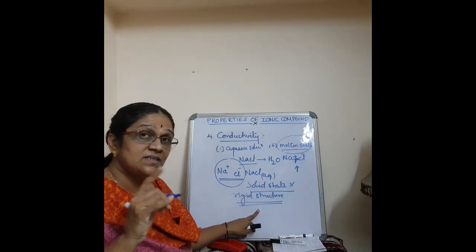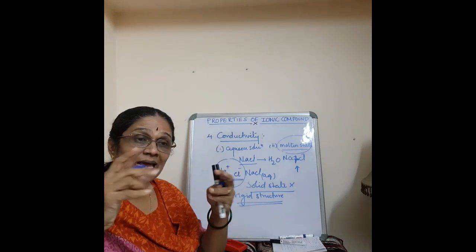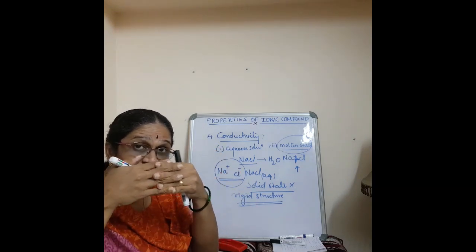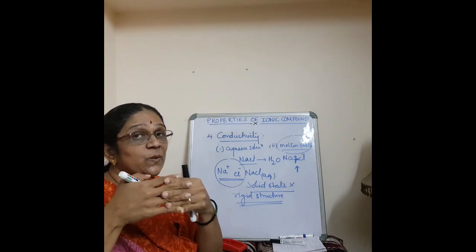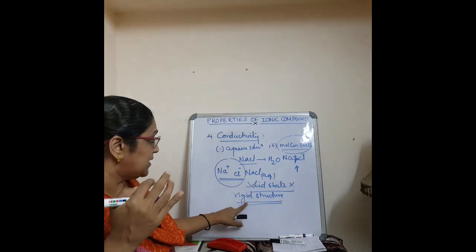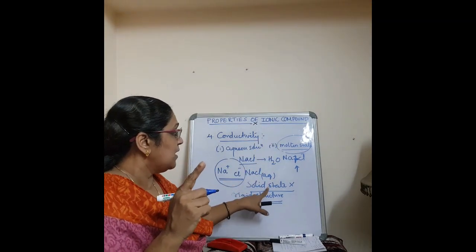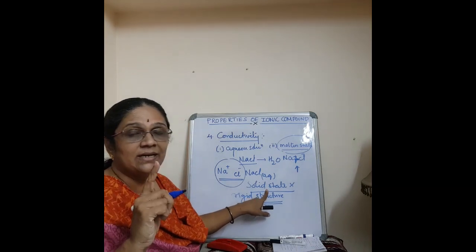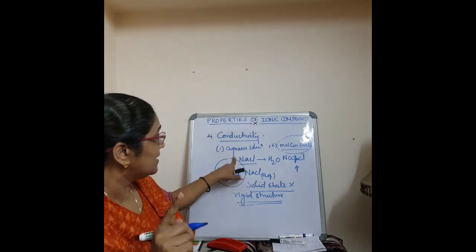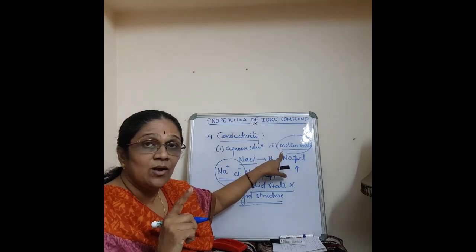And now what is this rigid structure? Both the ions, the cations as well as the anions, are in a rigid condition, which means the force of attraction is very, very high. You can't break it like that. Okay, so that is rigid structure. So due to the rigid structure, ionic compounds in the solid state do not conduct electricity, whereas they conduct electricity in aqueous solution as well as in the molten state.